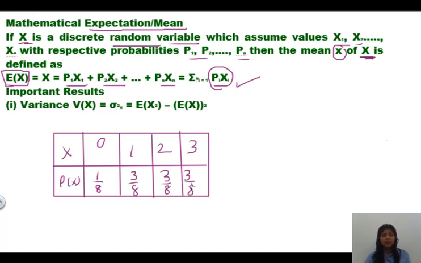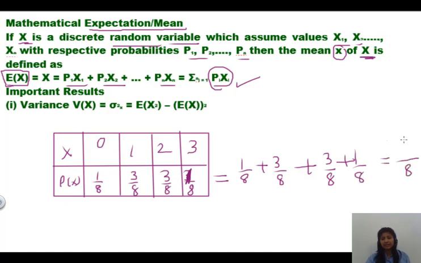One more thing: in questions, they will give you probability distributions and you have to identify whether this can be a probability distribution or not. In that case, you have to add all the probabilities. Here, the last one was 1 by 8, not 3 by 8. When we add them, we get 8 as the LCM, so 8 by 8. The total probability should always be 1. This is how we verify whether this is a probability distribution or not.